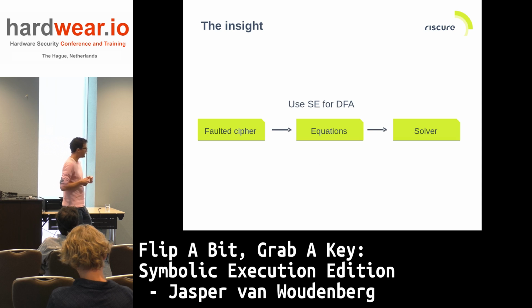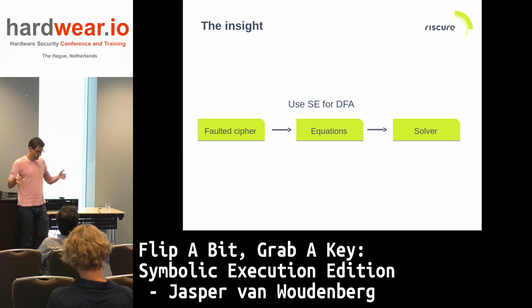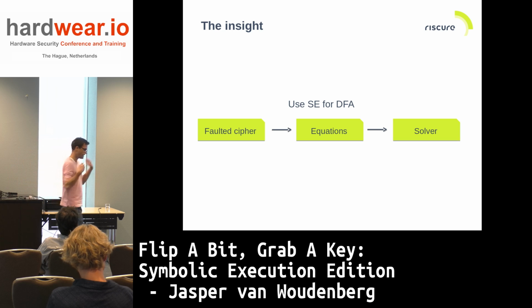So this is the idea. I want to take a faulted cipher, so I inject some fault somewhere, but then I want to use symbolic execution to figure out the equations for me and also figure out what the key is for me.